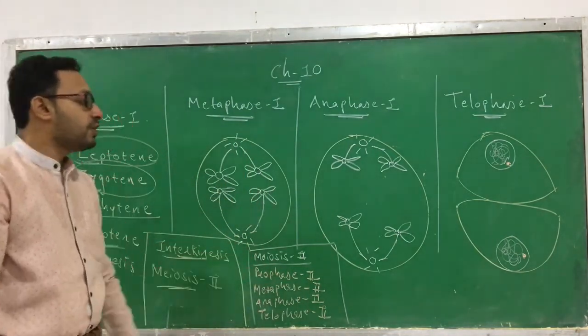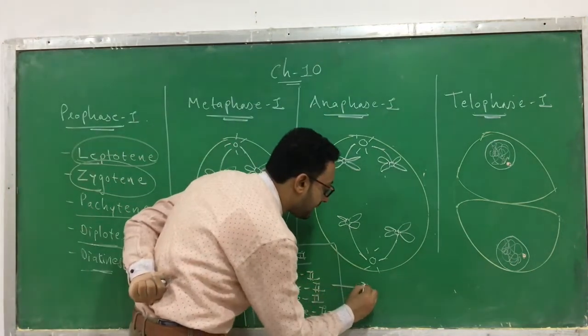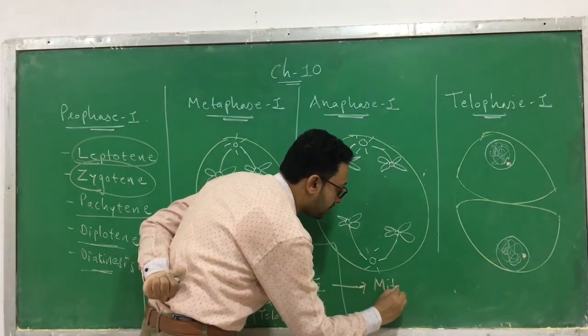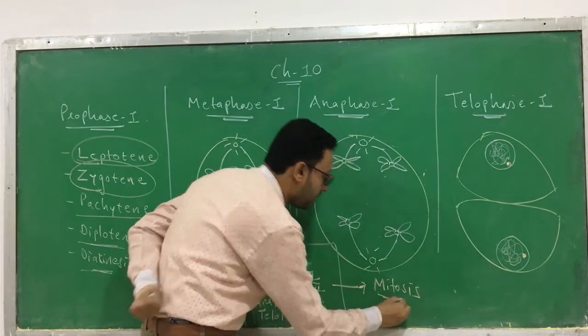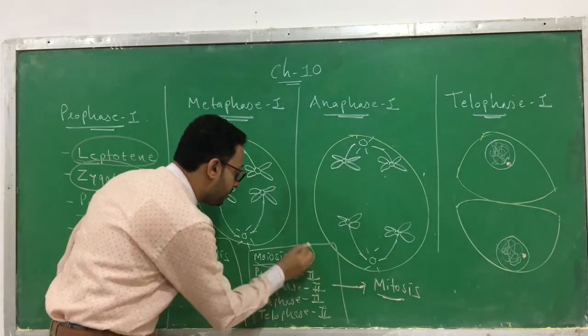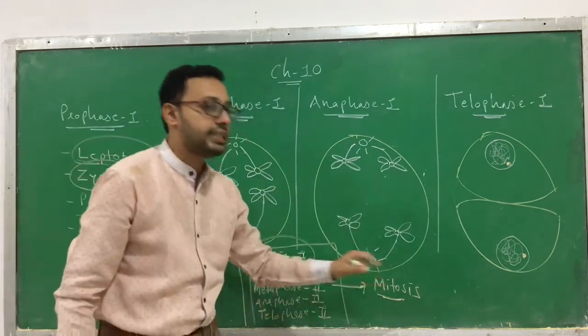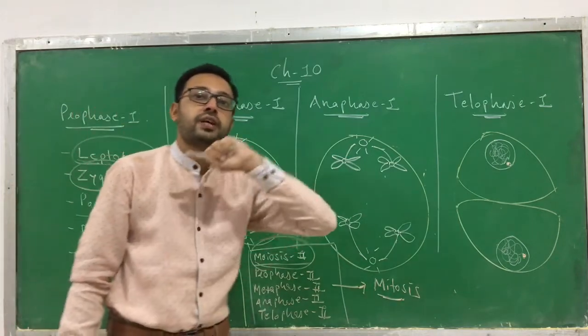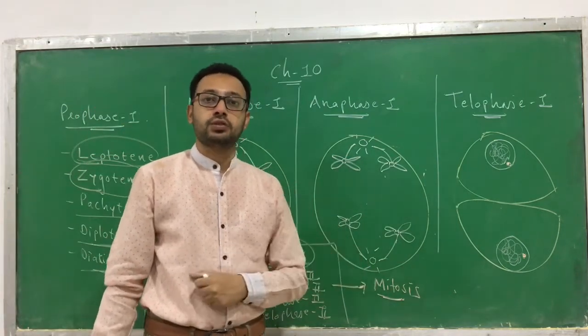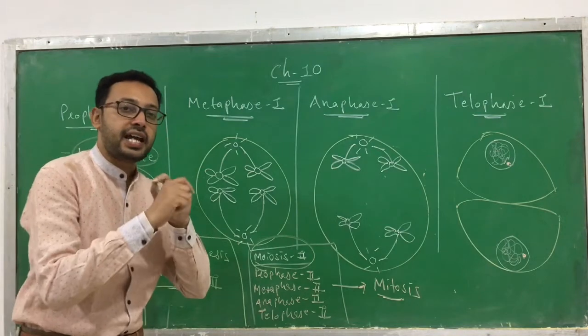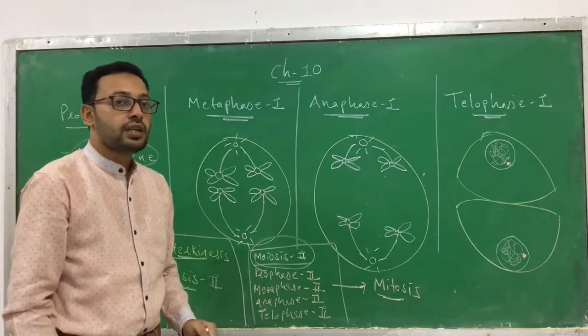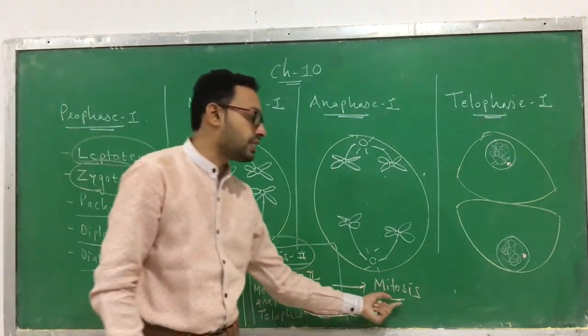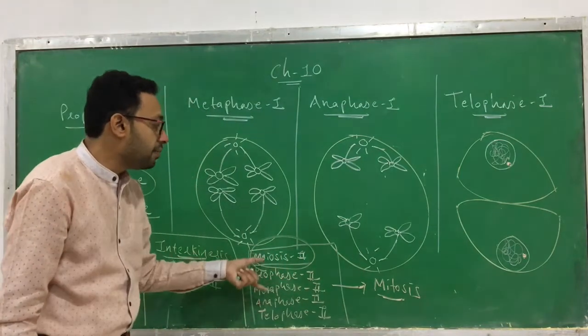And this meiosis 2 is exactly the same as mitosis. The events that take place in meiosis 2 are exactly the same as mitosis, what we have discussed in the previous section. The events are exactly the same, so I think there is no need to discuss again what happens in meiosis 2.